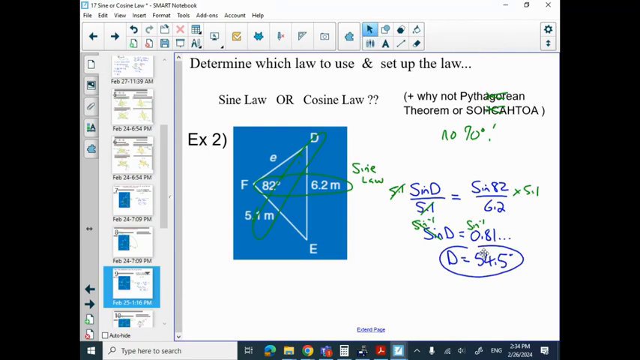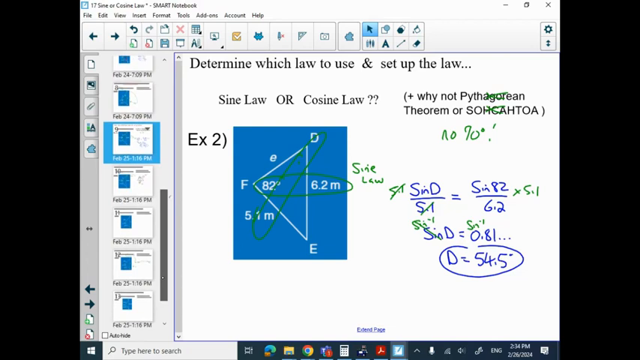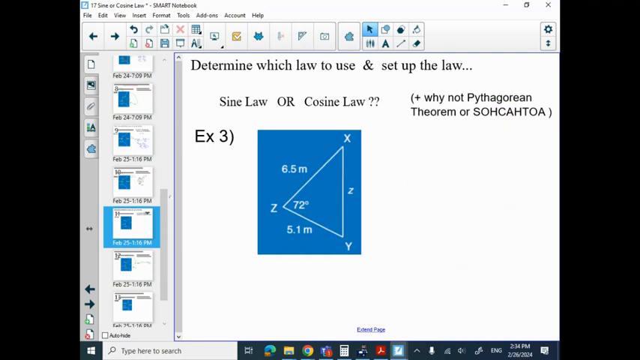So again, that's the one where we needed to use sine law, and that's the one that we can directly get from sine law. Moving right along, number 3, sine law or cosine law, and so on. Again here, no 90 degree. And so nope and nope to those guys.